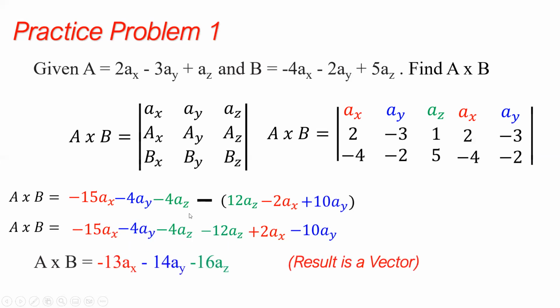So, yung red to red, blue to blue, and green to green, it will give us -15 A sub X plus 2 A sub X is -13 A sub X. -4 A sub Y minus 10 A sub Y is -14 A sub Y. -4 A sub Z minus 12 A sub Z is -16 A sub Z. So, you will notice that the result is a vector.